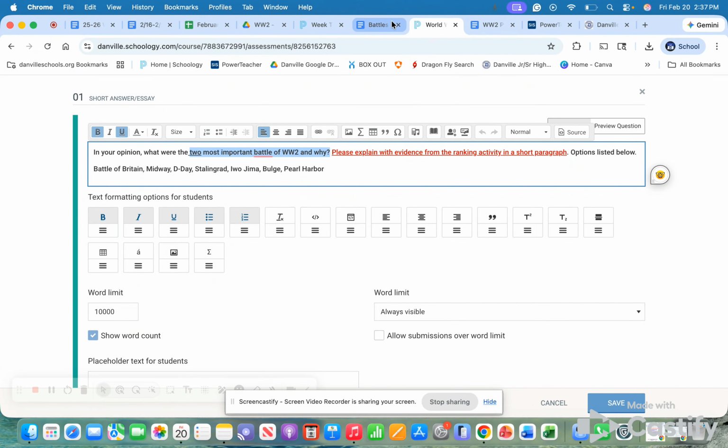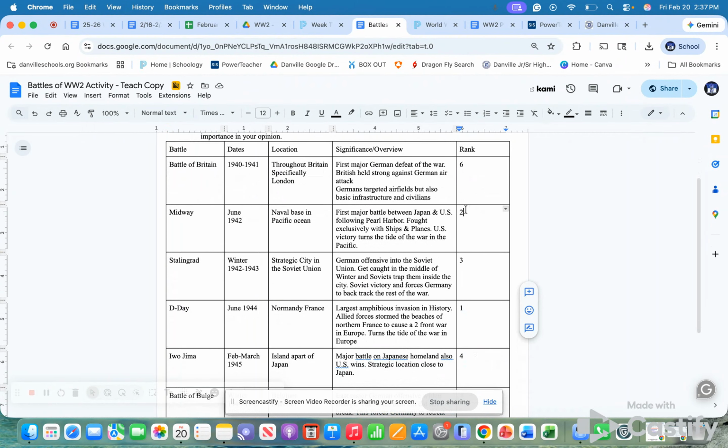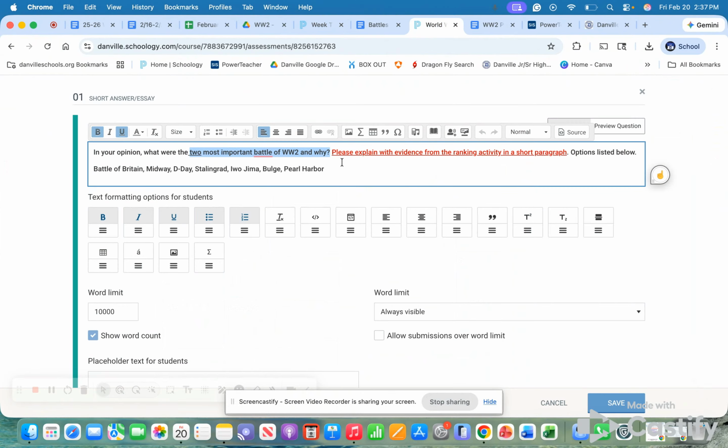So what you should be doing is taking your first and second ranking, okay? So for me, that would be D-Day and then Midway. You should be taking those battles over here and listing those battles, but also explaining with evidence from the ranking activity in a short paragraph why you think those battles are the most important.